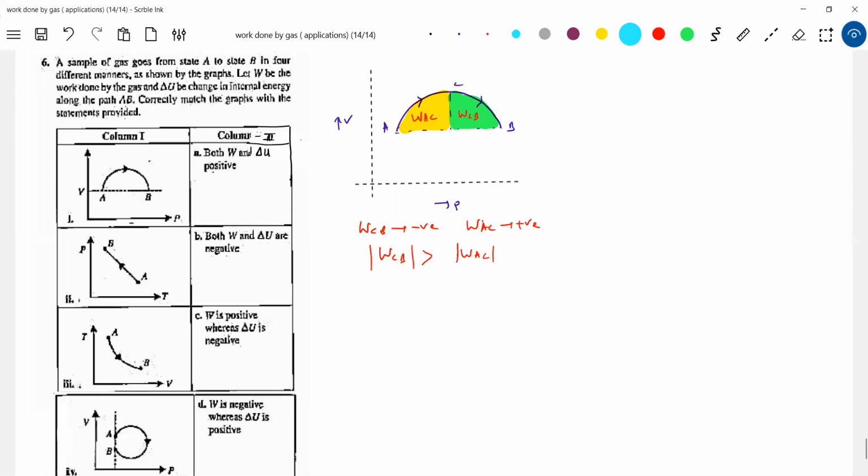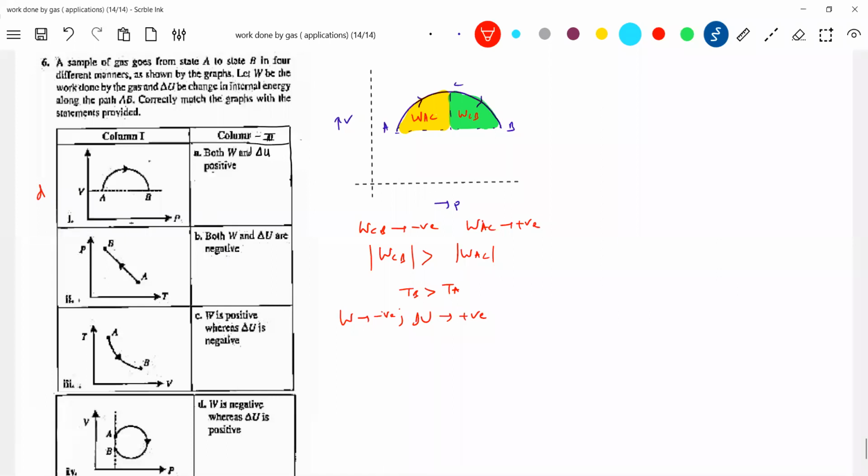What about change in internal energy? Volume of gas constant, pressure increases, temperature must increase, by the ideal gas equation. Temperature of gas at B is greater than A. So therefore delta U will be positive. What about net work done? It will be negative. So what we can write here: W is negative, whereas delta U is positive. The first one, I'll go for option D.